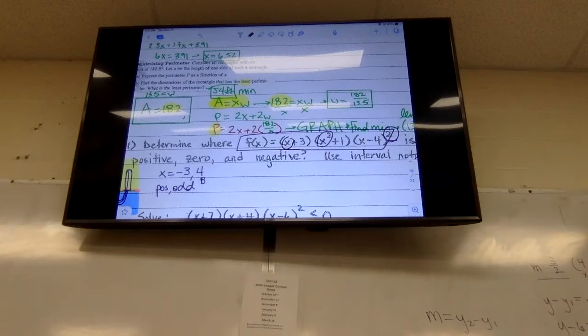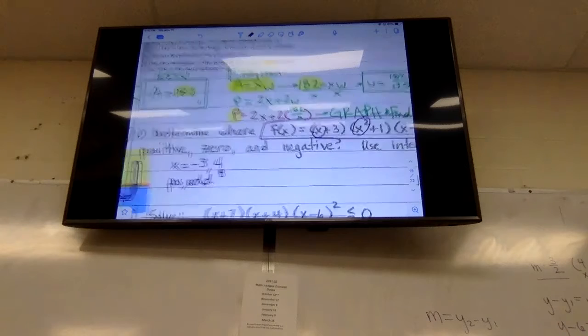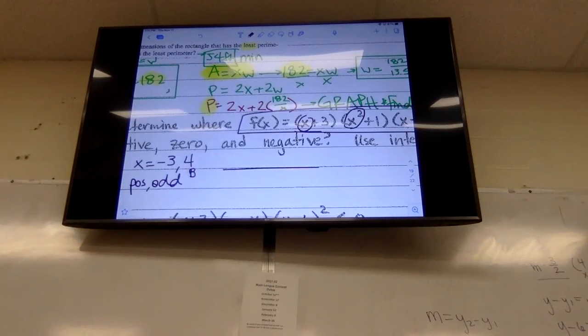I'm going to make a little number line. If you want to make a whole graph like I did over here in yellow and blue, that's fine, but I think a number line is just as effective. Things happen at 3, at negative 3, and at 4. Those are my zeros. So that's where we cross the x-axis. If it's a positive odd graph, it started going down, right? Is that the negative numbers or the positive numbers? Negative numbers, right?